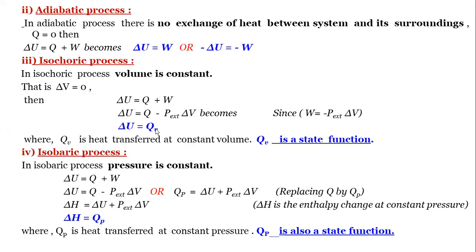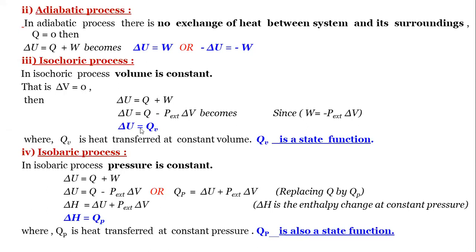Q is heat and small v is volume. So QV is the heat transferred at constant volume, where QV is also a state function. So we have to write this when it is asked for 1 mark: delta U is equal to QV. This QV means the heat transferred at constant volume.